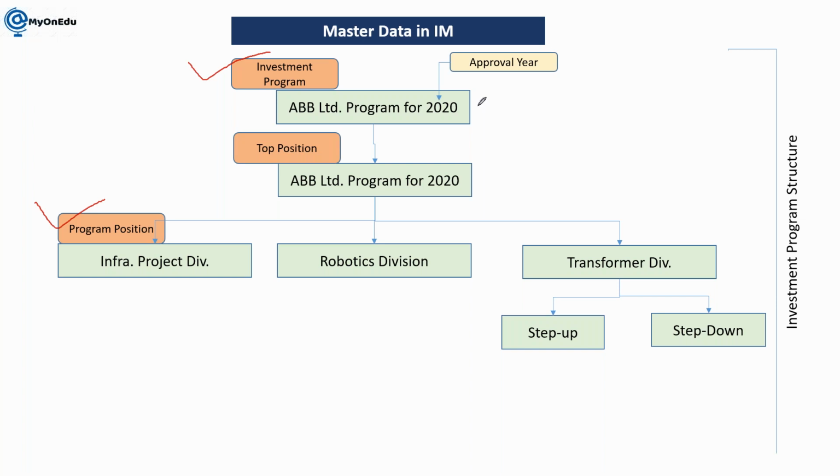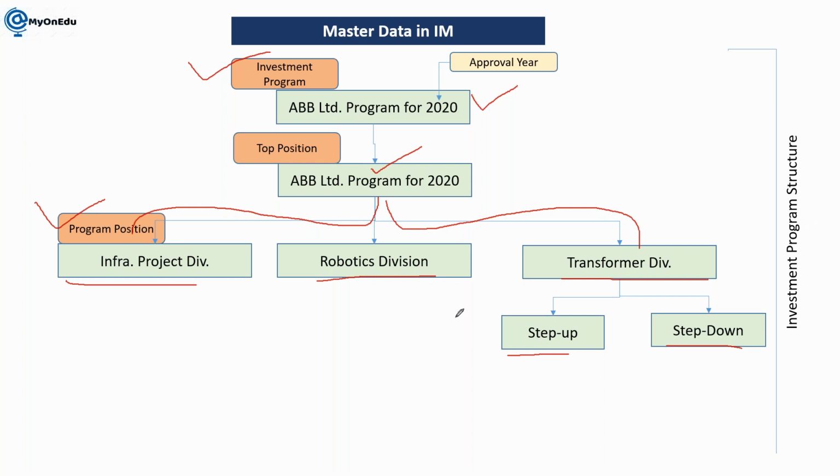To manage these projects coming within 5 years from the individual departments, they are considered as program positions. So infrastructure project division is one position, robotics division is another position, and transformer division is again divided into step up and step down departments. This is combined in one group, which we call the top position. So first we will have the program definition, then the program top position, then further positions. That is the structure we will have first.